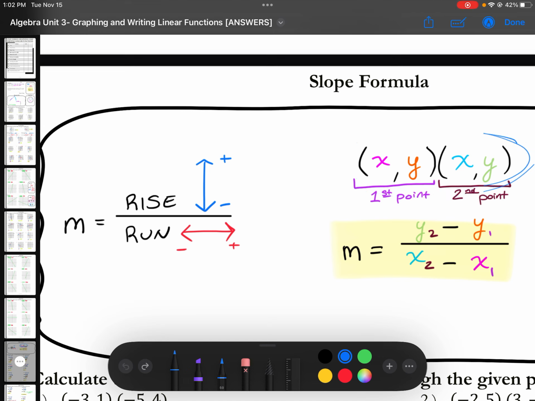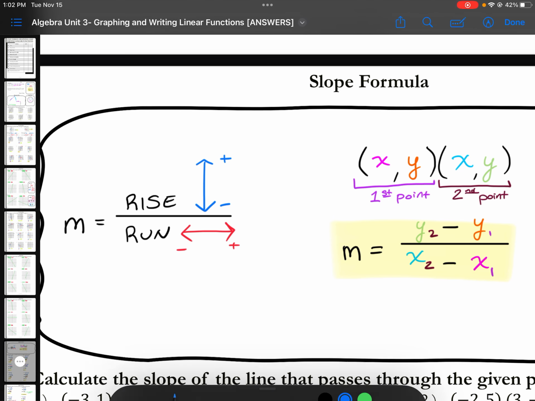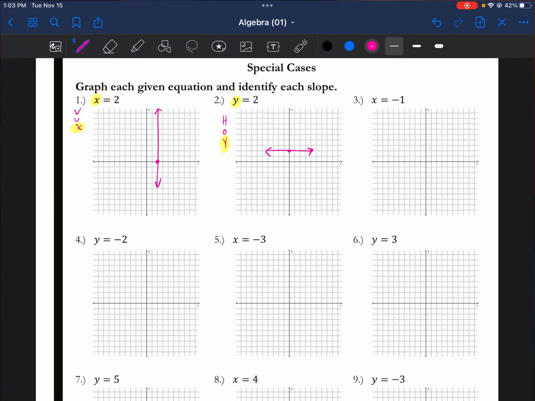But if you do not know this formula, then it's going to be very difficult for you to be able to solve these problems. So go ahead and pause the video and write this down. There's also a picture of this put on Google Drive for your information. Then we're going to do an example of this on this page.